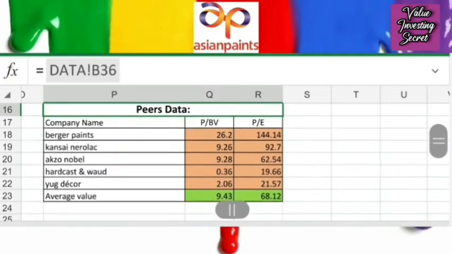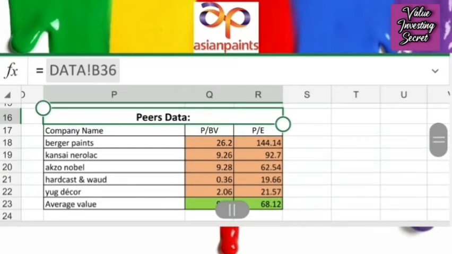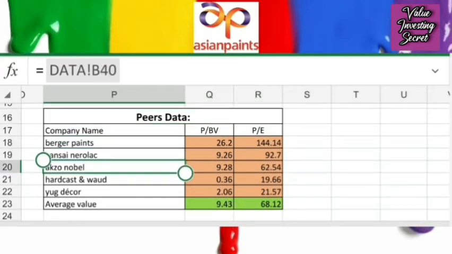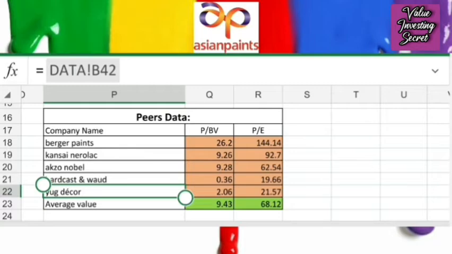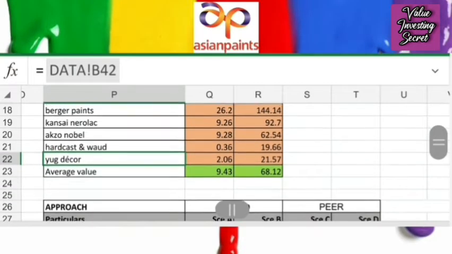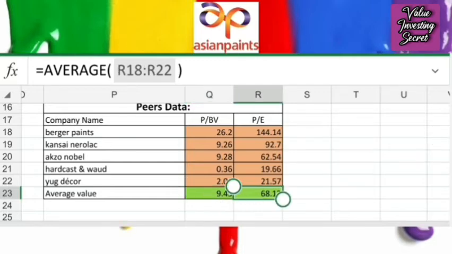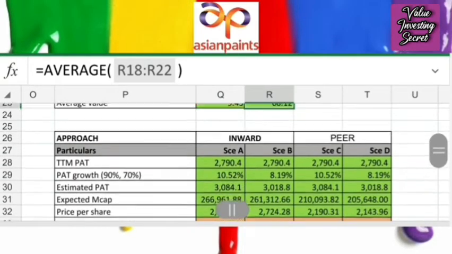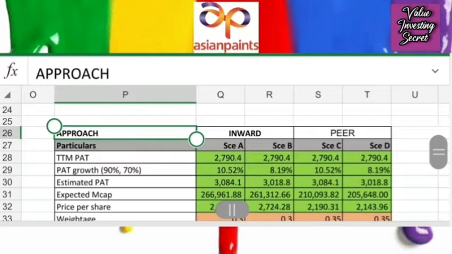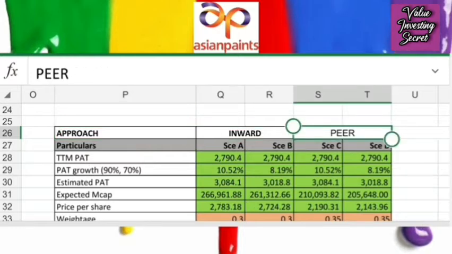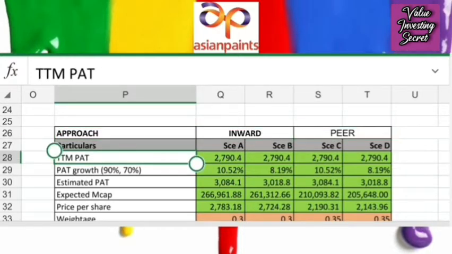Then I took the peers' data to compare the company's growth with the peers or industry PE. I have considered 5 peers, and price to book value and price to earnings are taken as average values. This we can consider as industry PE. Then I calculated the share price in two approaches, that is the inward approach and the peer approach.